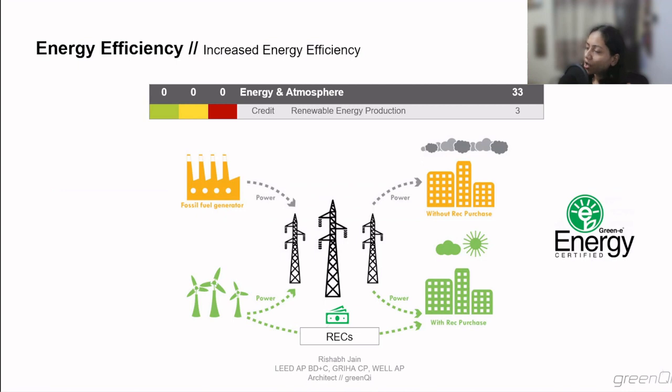So how RECs work is, currently you have a fossil fuel generator which gives power to the transmission to the utility providers, and then that gives you power to run your homes. But if there is, let's say, renewable energy power generated, they can sell it to you through these RECs. Instead of giving it to the utility companies, they can sell it to you directly as RECs, like one REC or two RECs, and this is again certified through third-party agencies like Green-e Energy certifications.